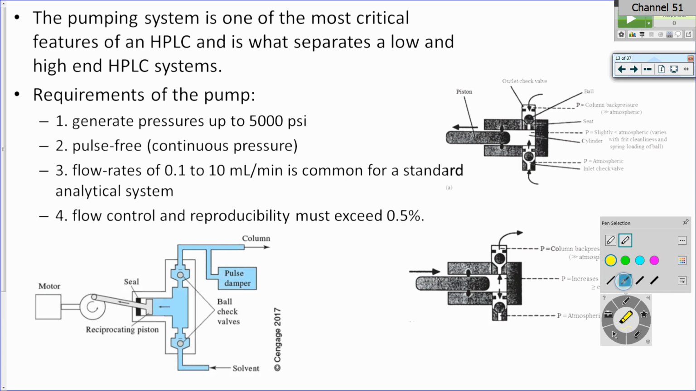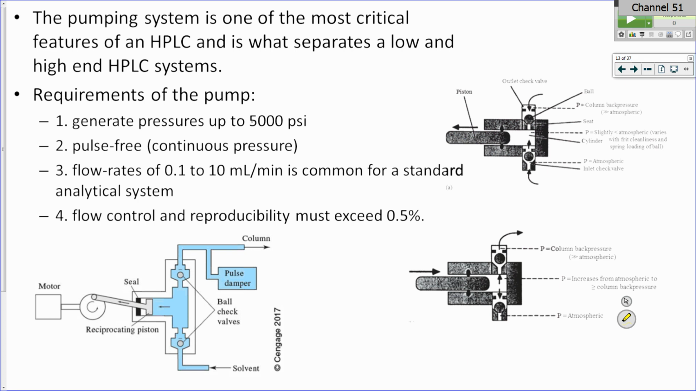How do the pumps work? That was kind of the technology that Horvath worked out. I told you all about Csaba Horvath, the guy that came up with HPLC, earlier in the chromatography chapter. The thing that he had to come up with is a pump design that would operate at 5,000 psi. You want it to be pulse-free. You want it to deliver very accurate flow rates. And the reproducibility of this needs to be at least at a 0.5% level.